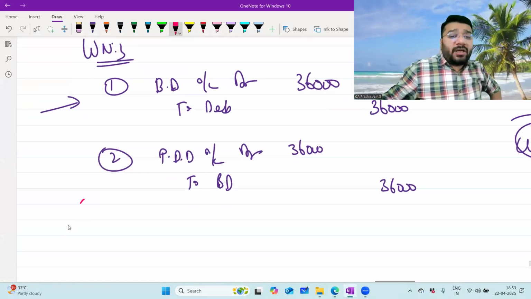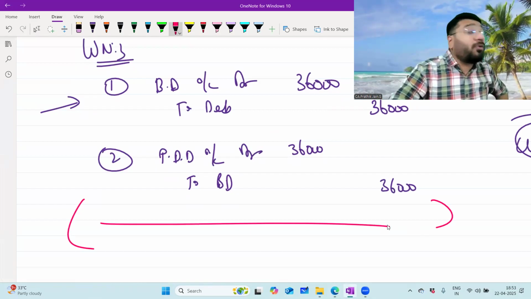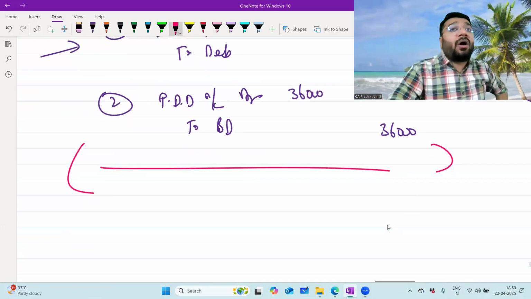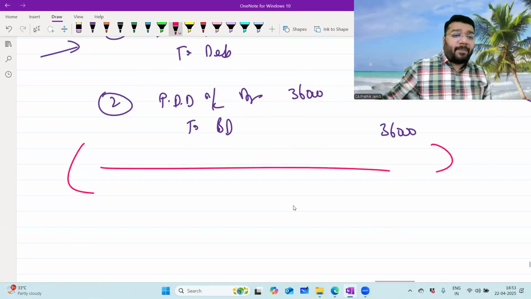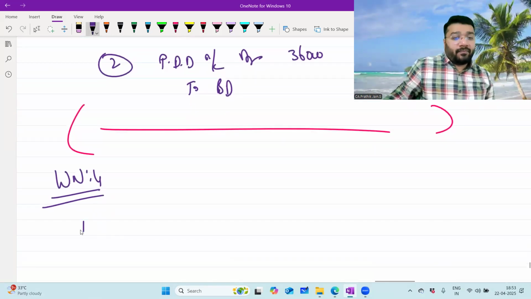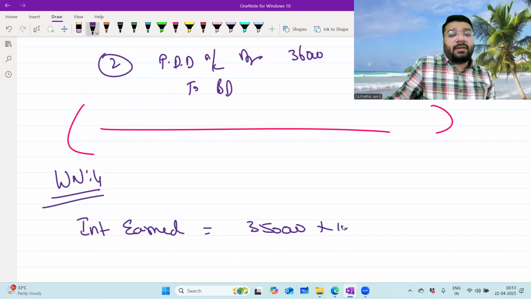Guys, you have to mention a note here that this transaction is not having any impact in your cash flow statement. You have to write a note like this for that 36,000 bad debt. You have to write that this has got no impact on your cash flow statement. Now working note number 4. Interest earned is how much? 3,50,000 into 10%, which is 35,000.